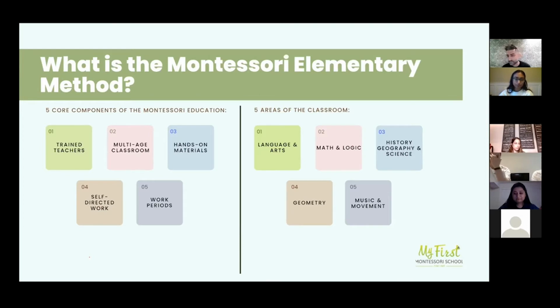And lastly, work periods, Montessori work periods. Normally in a Montessori setting, you'd have 3 hours of uninterrupted work period, which we've tried to make sure we schedule into our programming. So that's the 5 core components of a Montessori education.